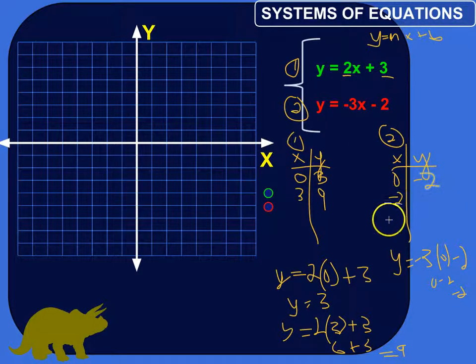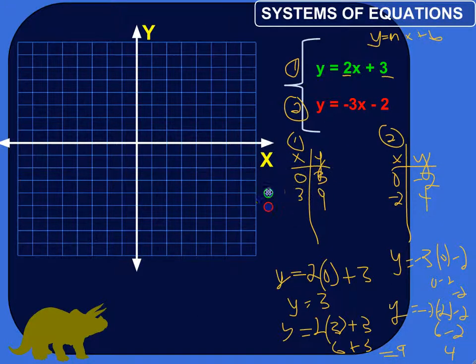Okay, what about when x is negative 2? Y equals negative 3 times x. In this case, x is going to be negative 2. Okay, negative 3 times negative 2 is positive 6. So 6 minus 2 is 4. So when x is negative 2 on this line, y is 4. So that's all we need. 2 coordinate pairs each, because we can just connect the points, and then we're done.